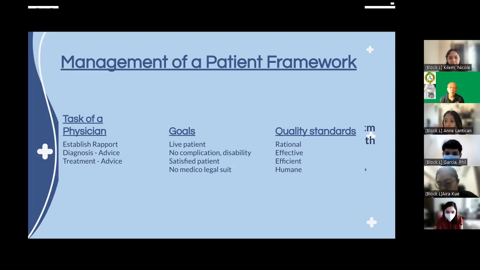Okay. Any other questions? Sir, in practice po ba, parang nire-refer lang po ba sa endo yung patient pag hyper or hypothyroid po siya? Kapag po ba euthyroid, hindi na po ba need ng referral, or refer din po, sir?